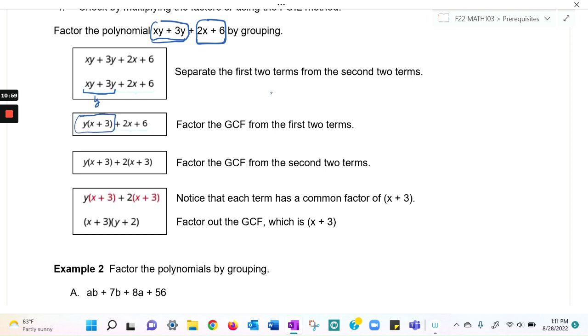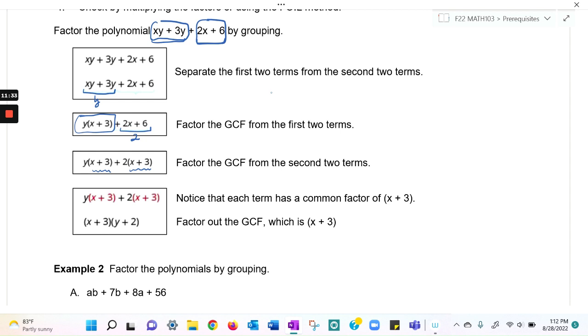And then we're going to focus on the 2x plus 6, our other pair, our other group. And it looks like with 2x plus 6, what's common would be 2. So we're going to factor 2 out and just let this y parentheses x plus 3 hang out. So when we factor 2 out, we're left with x plus 3. And that is a common factor now. So now we're looking at this as being 2 terms, 2 big terms with common factor x plus 3.